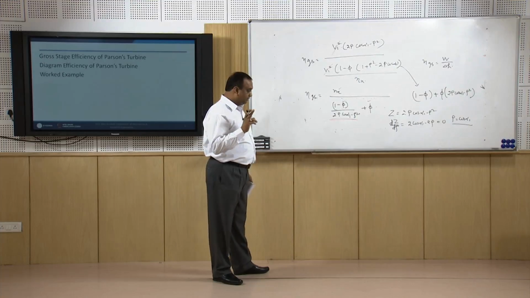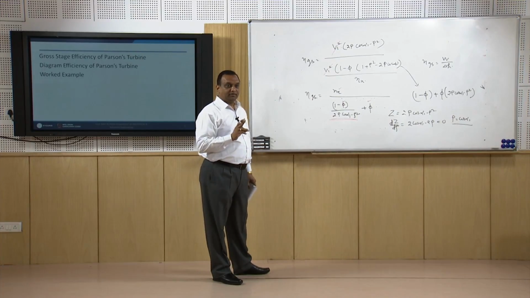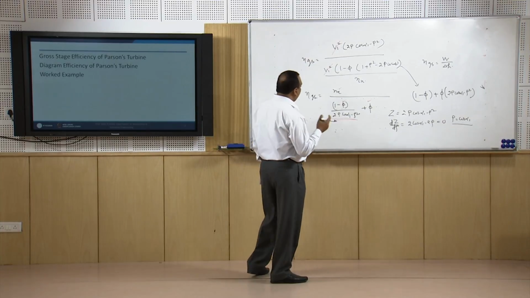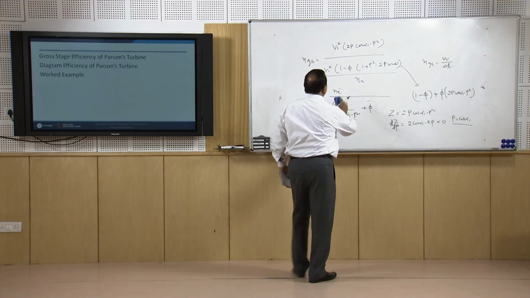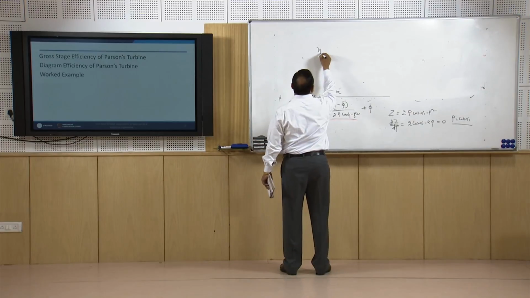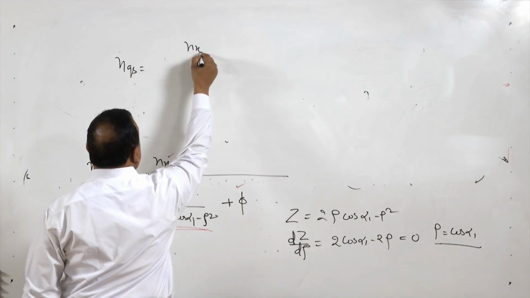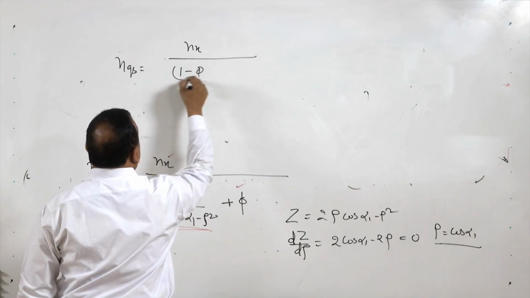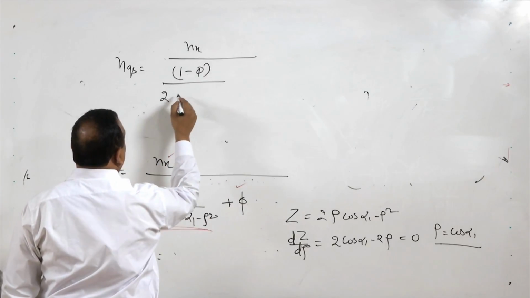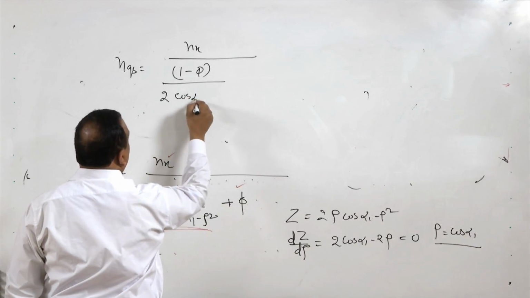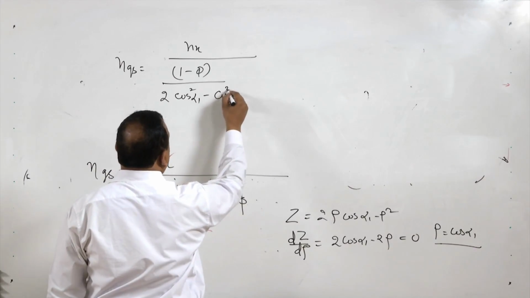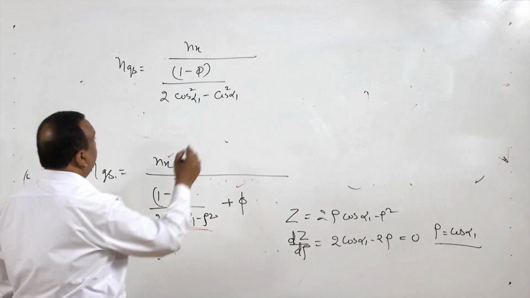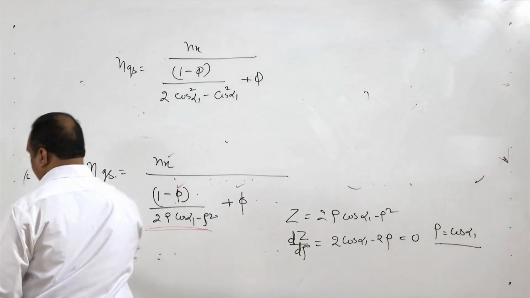In impulse turbine, it was cos alpha 1 by 2, if you remember. Here it is cos alpha 1, twice of that. So now we can put rho is equal to cos alpha 1 here. Now, when we put rho is equal to cos alpha 1, Gauss stage efficiency is equal to efficiency of the nozzle, 1 minus phi, 2 cos square alpha 1 minus cos square alpha 1, plus phi.